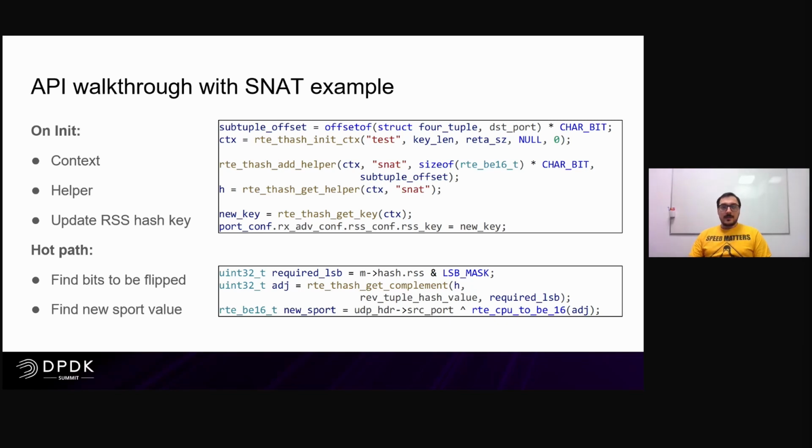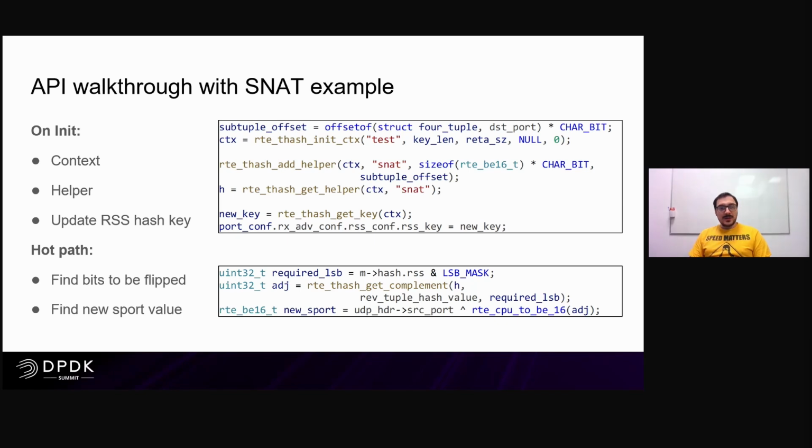On the hot path, when deciding what source port to choose for a new translation, we need to create the reverse tuple by swapping source and destinations of the original tuple and apply address translation. Calculate the RSS hash key over this new tuple. Those two steps are omitted here.